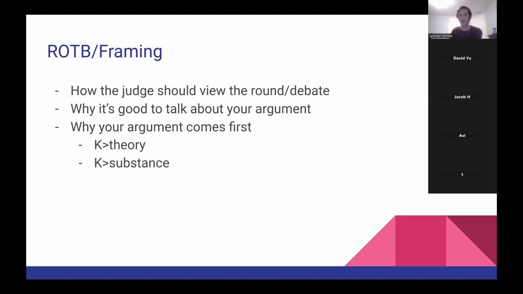And also, you want to be saying K over substance and over the 1AC. You always want to be saying that the critique is a prior question to what the affirmative talks about, because this will make the debate much easier to win. And you don't, strictly speaking, need to read a role of the ballot. You can just read a critique without the role of the ballot.